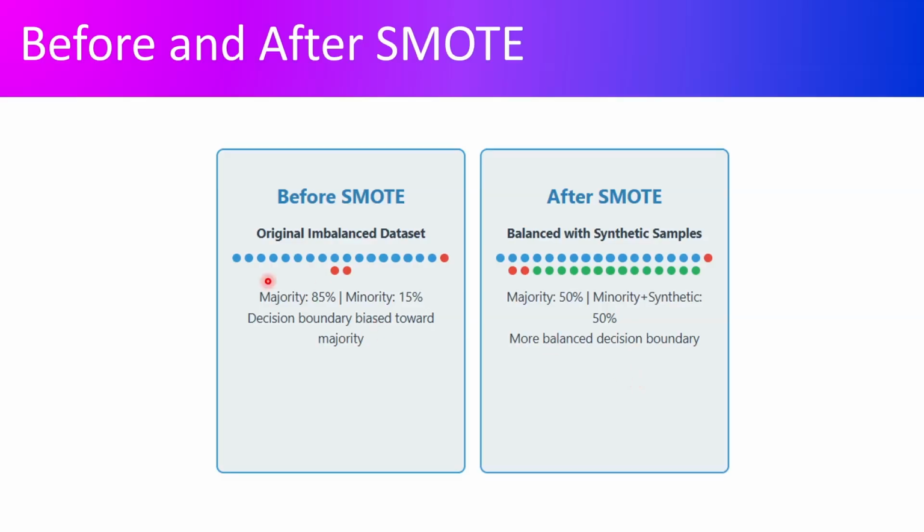Before SMOTE, in this other example, we have a majority class of 85% and the minority class is around 15%. After applying SMOTE, you'll see more balanced clusters with synthetic points filling in the gaps, making the distribution between classes much more even. After applying SMOTE, the majority becomes 50% from 85%, and the minority and synthetic data points together become 50%. This balance helps your model pay equal attention to both classes, improving recall as well as overall predictive power.